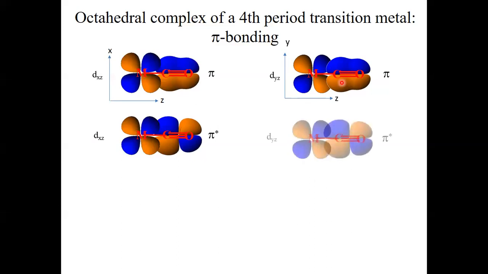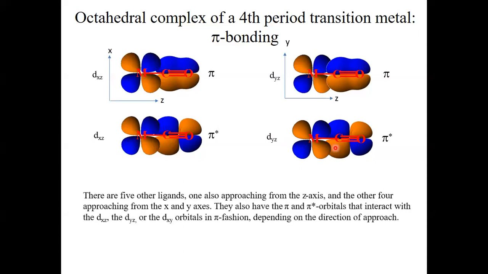The same is certainly also true for the pi star molecular orbital. The respective pi star molecular orbital can also overlap with the metal dYZ orbital in a pi fashion. You can again verify this by analyzing the overlap between this lobe here and this lobe over there, and this lobe here and this lobe of the pi star orbital over there.